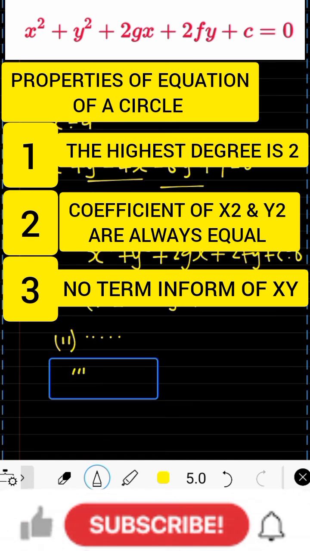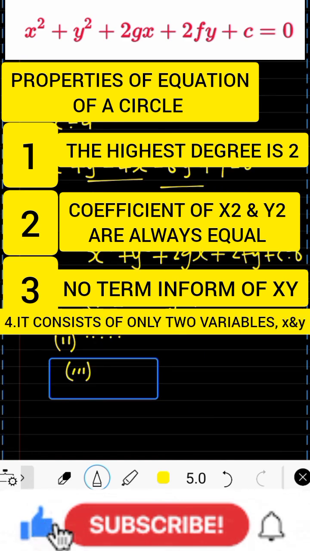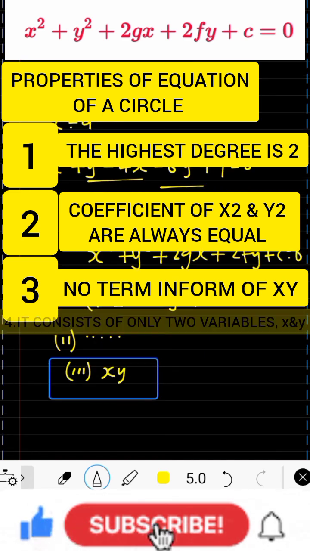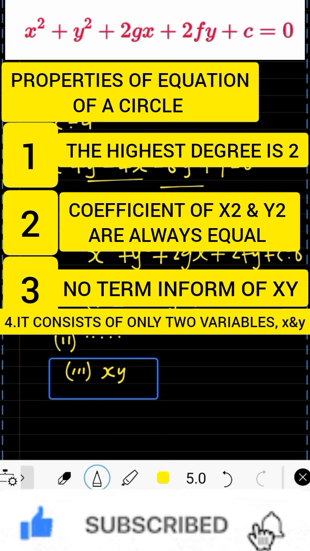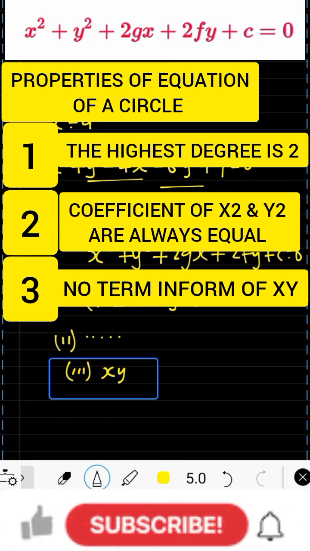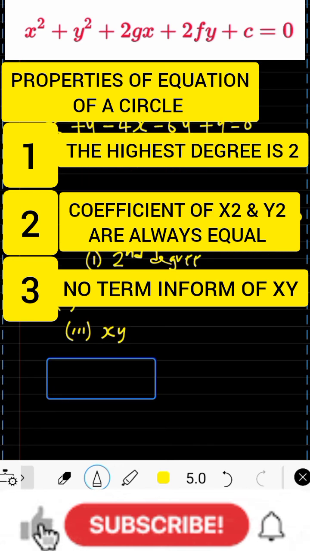Equal. Number three condition is that there is no term in the form of xy, x and y written together. No, there's nothing like that. So these are the three things you need to know about the equation of a circle. So we are going to take one more example.